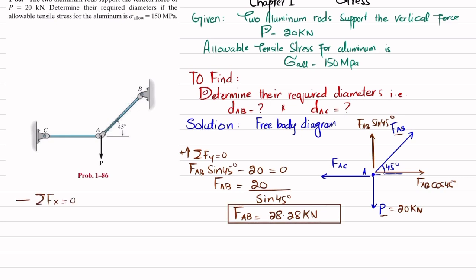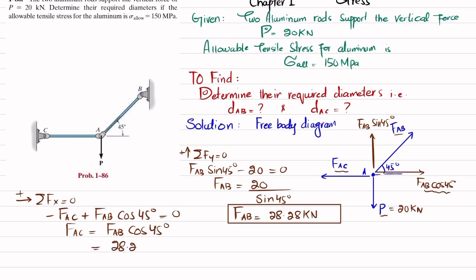Now we will find FAC by using the equation of equilibrium, that the sum of all forces in the x direction must be equal to 0, and force in this direction is taken as positive. FAC is in the opposite direction, so I will write minus FAC, and the component FAB cos 45 degrees in the positive direction, equal to 0. So FAC will be equal to FAB cos 45 degrees. FAB is 28.28 into cos 45 degrees, and when you calculate it, the force offered by member AC at point A will be equal to 20 kilonewton.